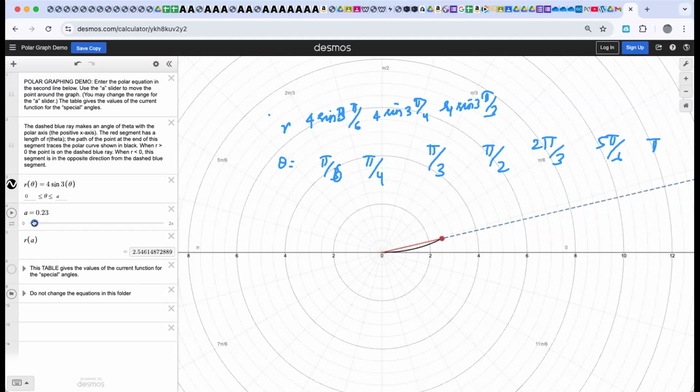See, so when you come to pi by 6, that is pi by 6, right? So when you think about it, it's 4 sine pi by 2, right? 4 sine pi by 2 is, sine pi by 2 is 1.